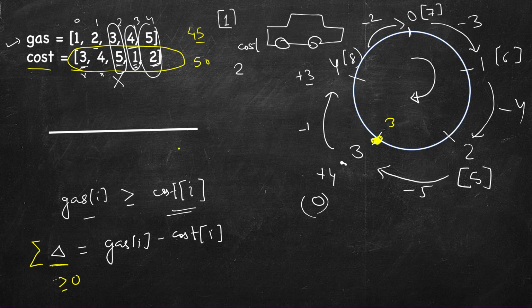Now for the problem of finding the starting point. You can also draw this circle here: 0, 1, 2, 3, and 4. You start in this direction and then go back to 0. So let's see how we will find the starting point. Let's take a general example. Let's say we have some points.